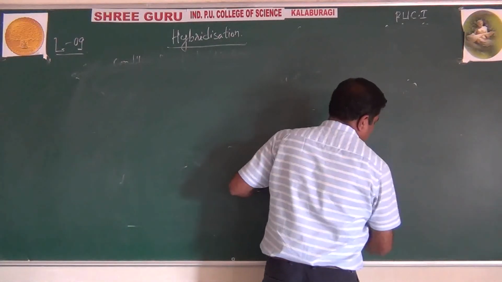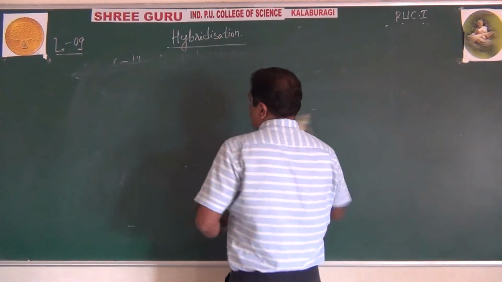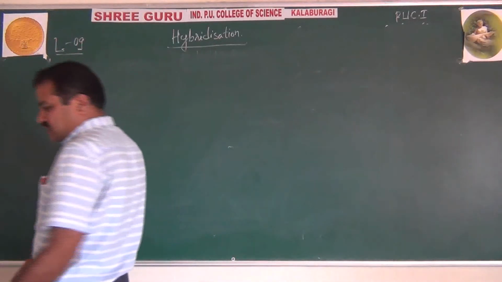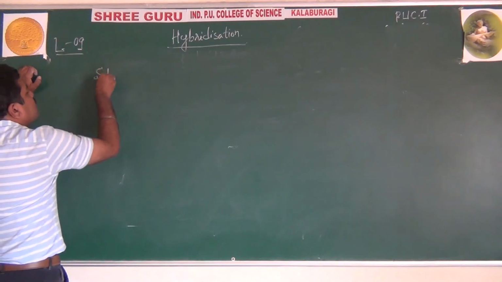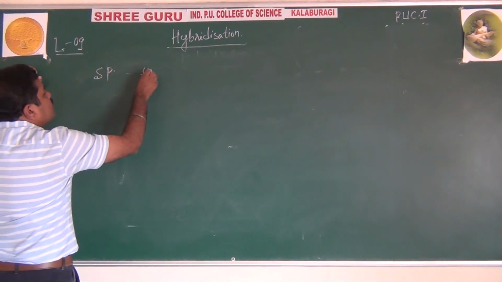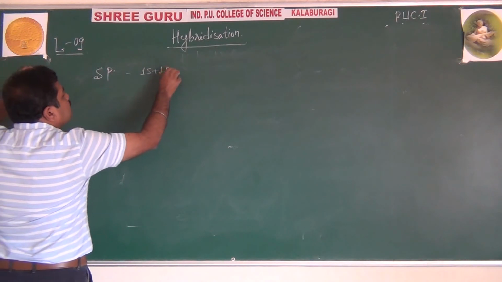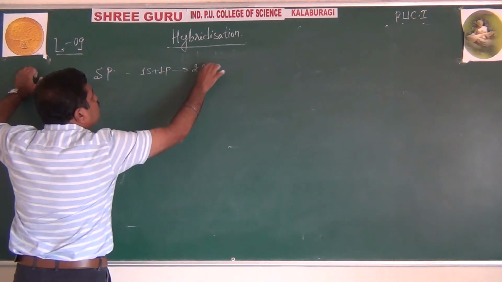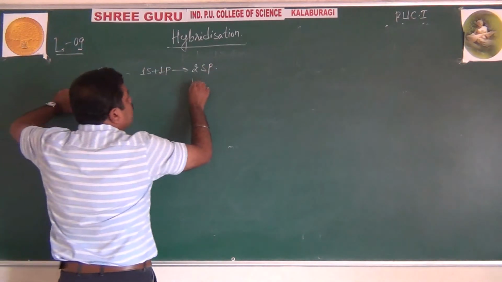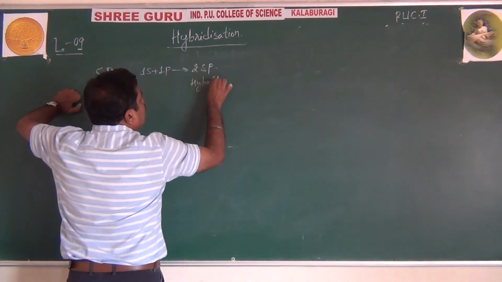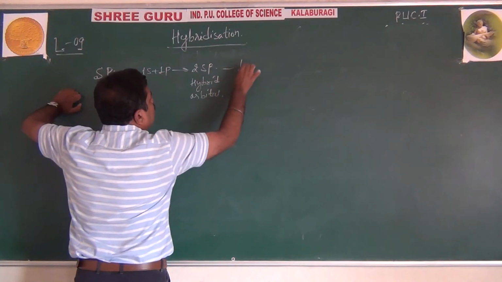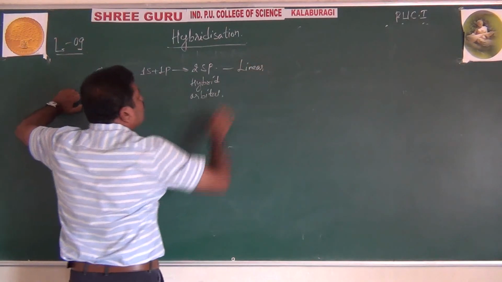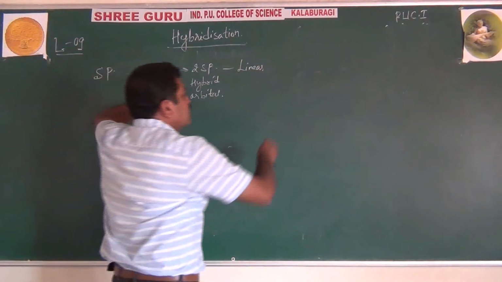But before going to sp, sp2 and sp3, you should remember this table very clearly. I will tell you the basics. This is very important. What is sp hybridization? As I told you, one s and one p orbital combine to form two sp hybrid orbitals, which are linear. Friends, just remember it as it is.